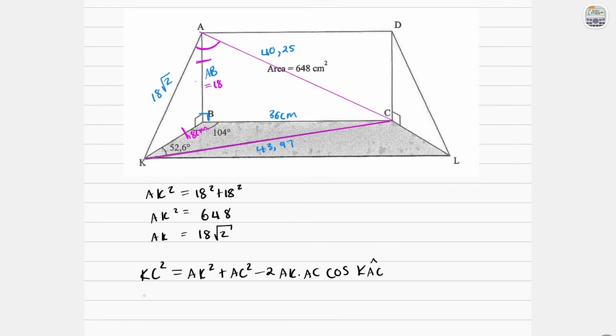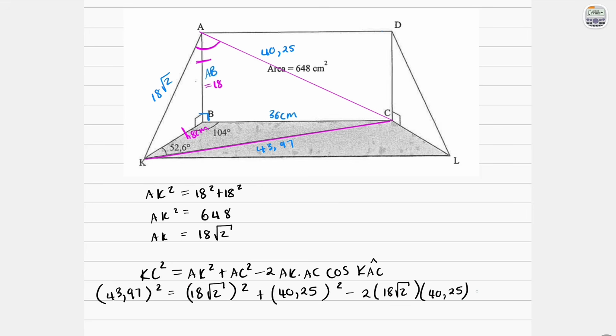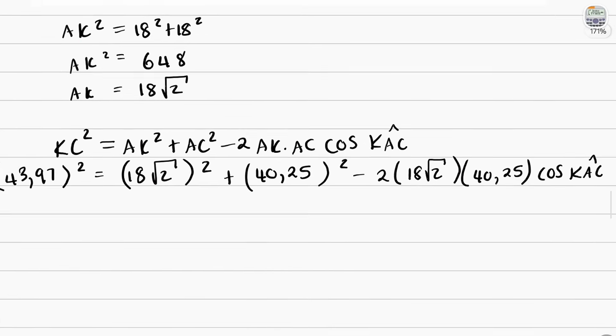So KC all squared, that was 43.97 squared. And so you just need to be careful here. Is equal to AK, that is 18 root 2, not rounding off, and then plus AC, that was 40.25 all squared, then minus 2 multiplied by 18 square root 2, okay, AK times AC, which is 40.25, then cos that angle we're looking for, and we will just solve for that angle.